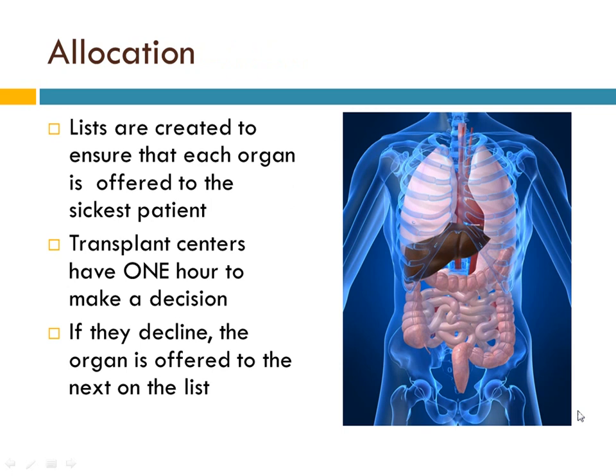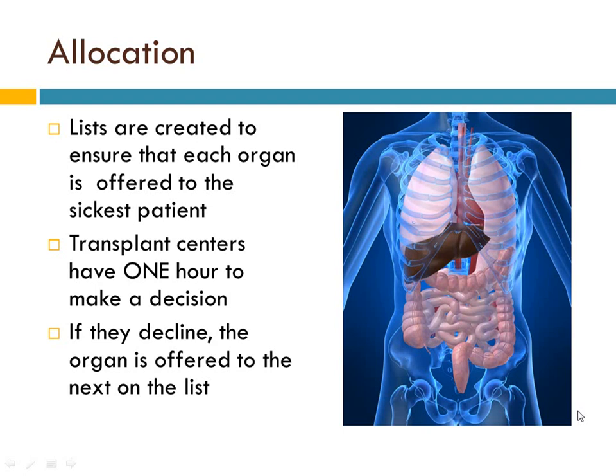So, allocation. Once we decide what's going to be transplantable and what's not, and we've gotten our serology testing back and deemed that the patient doesn't have any type of infectious disease, we're going to create lists. I'm sure you're all part of these. It's basically a recipient list.